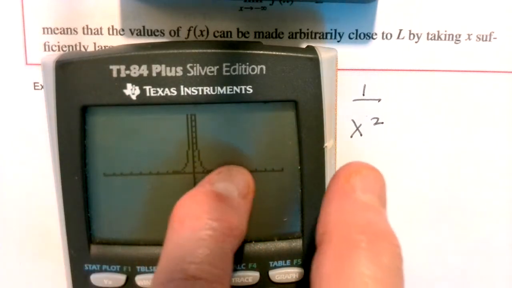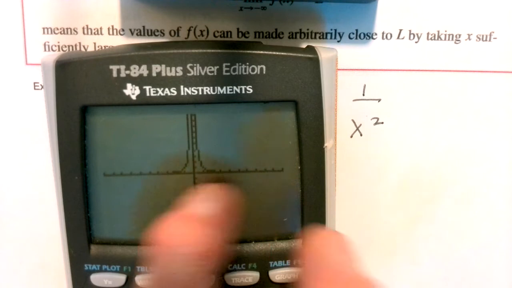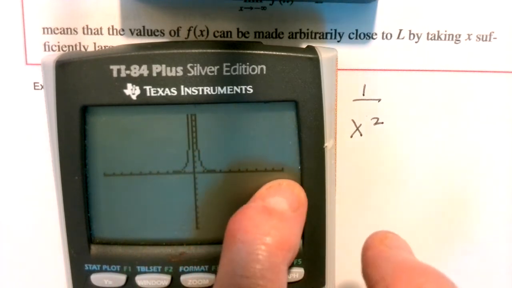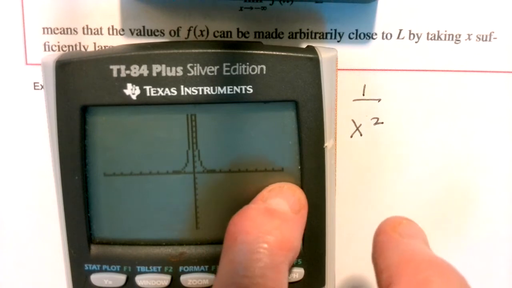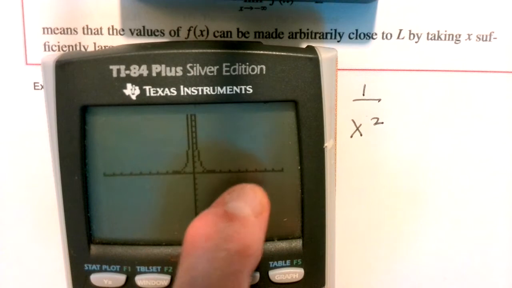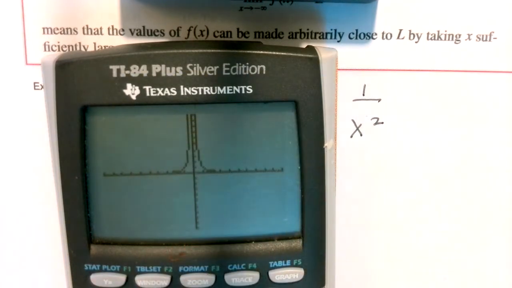And so horizontal asymptote. What that means is that the y value gets closer and closer to this line, which is the x-axis, but it never reaches it. So y gets closer and closer to being 0, but it never reaches it.